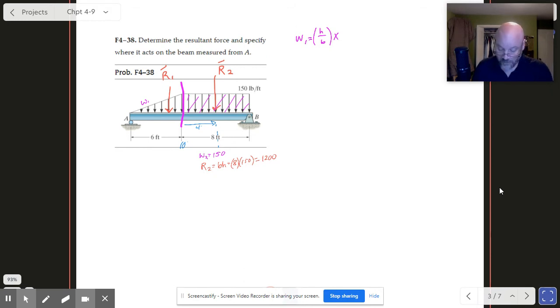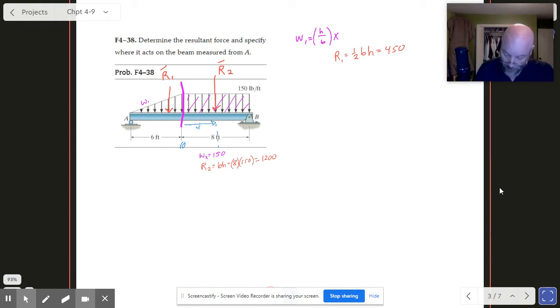Now, the area is just going to be the area of that triangle. I don't have to do anything fancy. So we can right away say R1 is just going to be 1/2 base times height. And so for this particular case, that's 450.